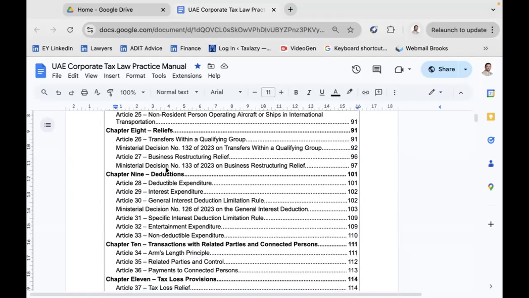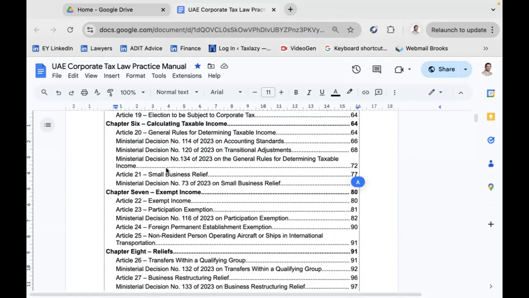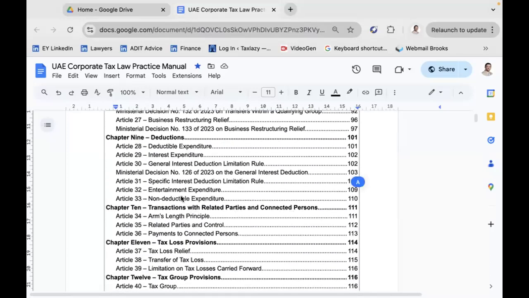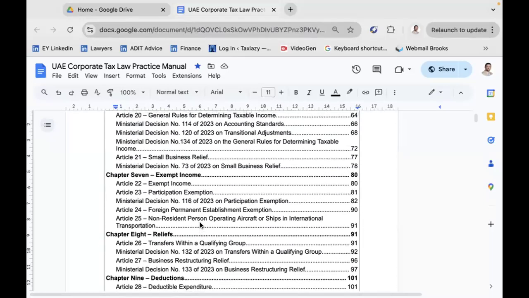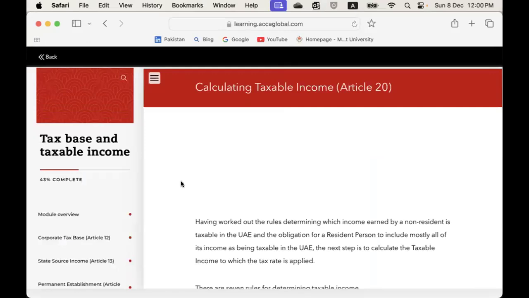Now, the next milestone of the journey starts from Article 20, and it goes all the way to deductions and then later on transactions with related parties. So transaction level assessment basically starts from Article 20. Before that, it's all personal level assessment. Coming back.